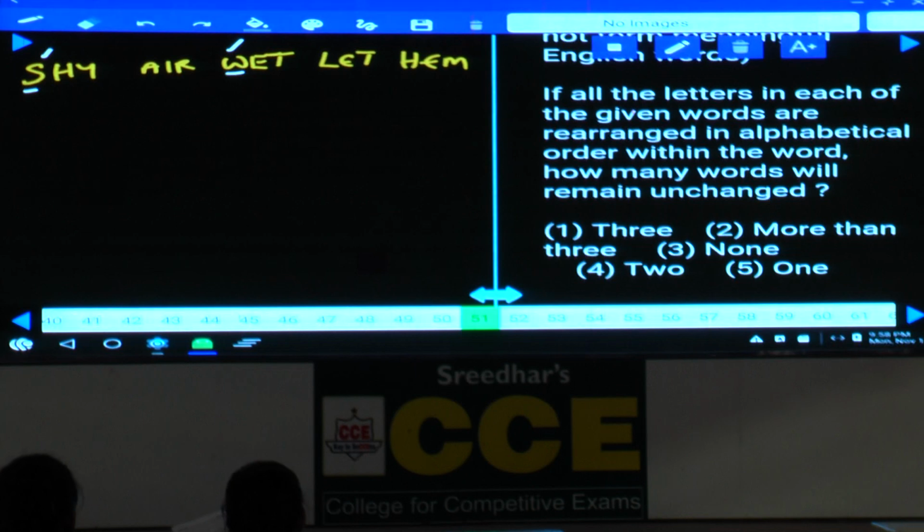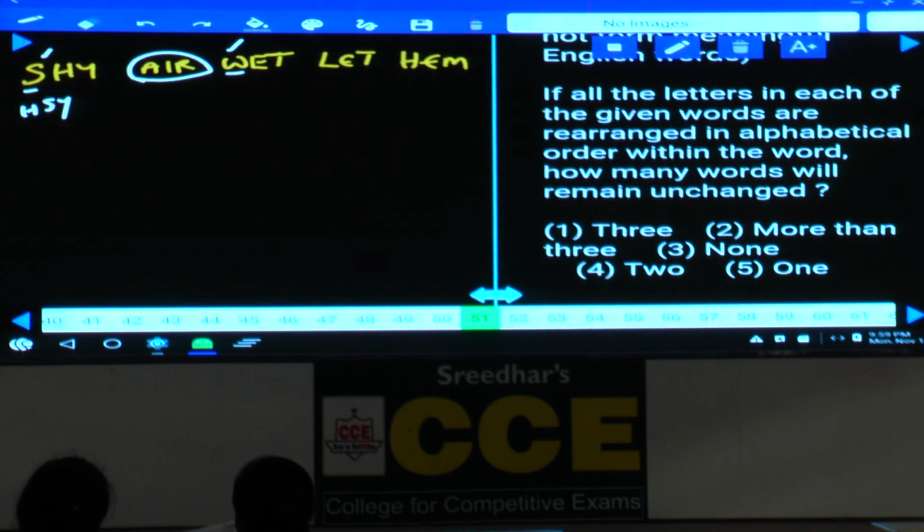Now in this 51, if all the given letters in each of the given words are rearranged in alphabetical order within the word, how many words will remain unchanged? Now SHY, this will be HSY, and this is going to change. Now AIR, all the letters are in the ascending order, no need to arrange this one.